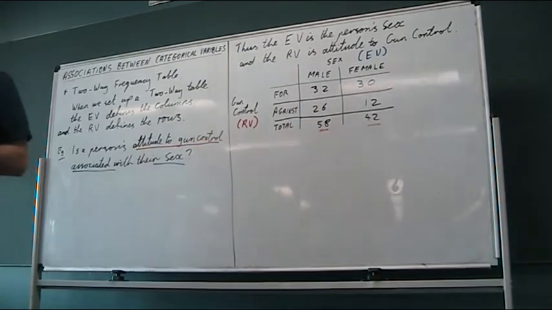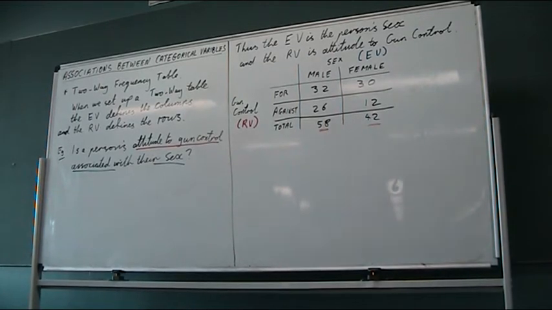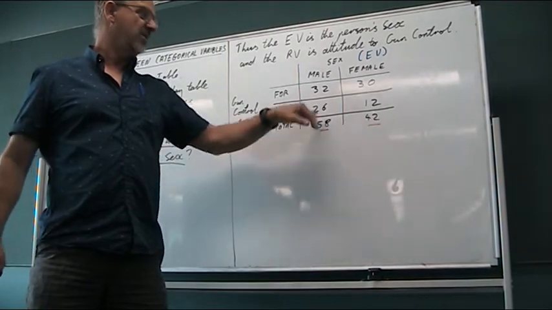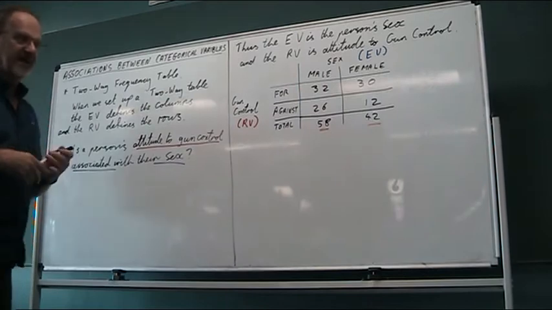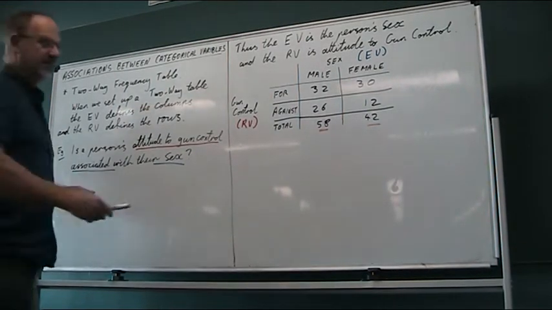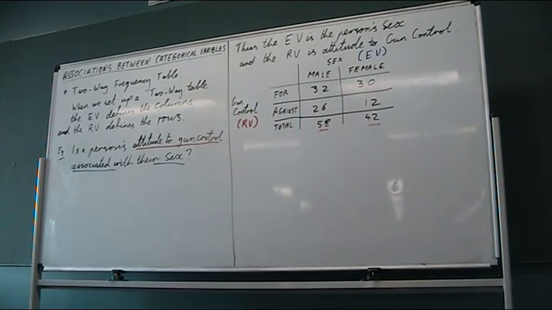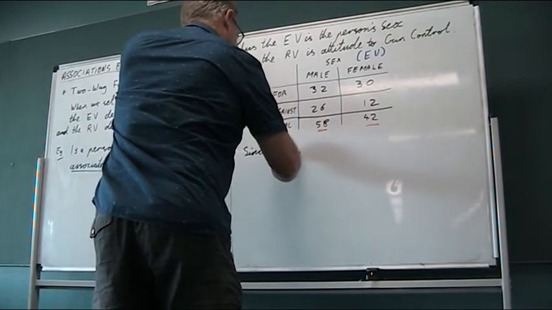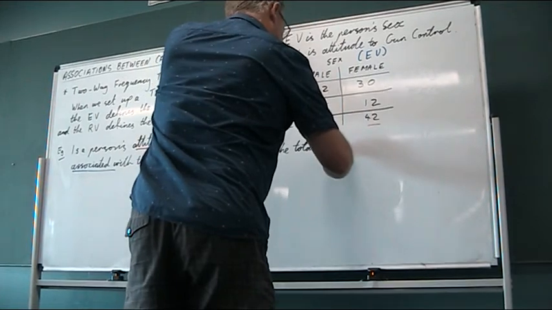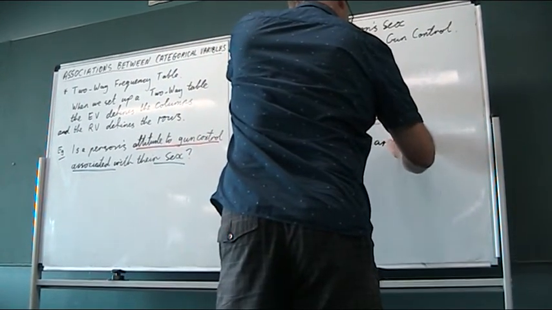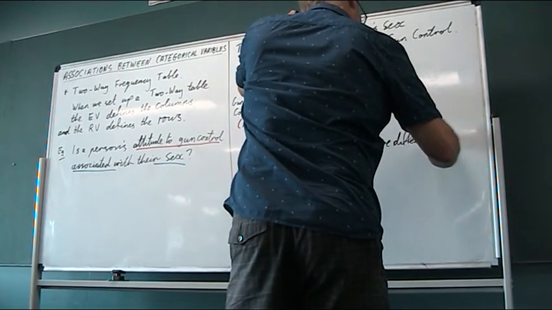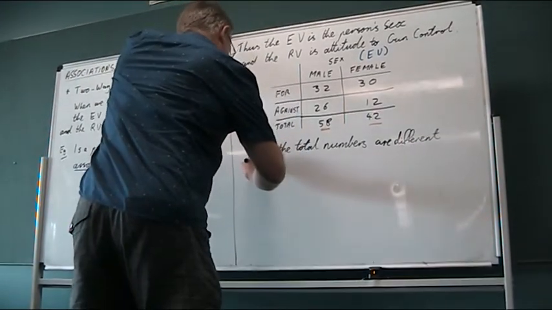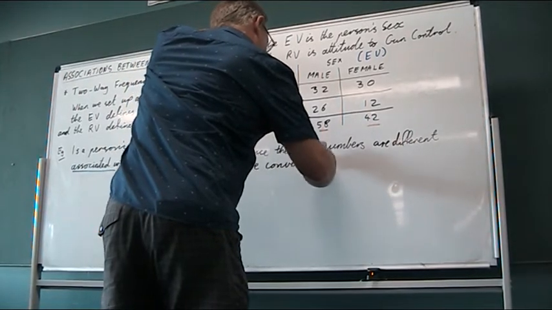Yep, 58 and 42. So when there's not the same amount, we're going to need to convert these numbers to a percentage so we can compare. What percent of males, what percent of females, because then we're comparing percentages out of 100, whereas at the moment the males are 58 and the females 42. Since the total numbers are different, we convert to percentages first.